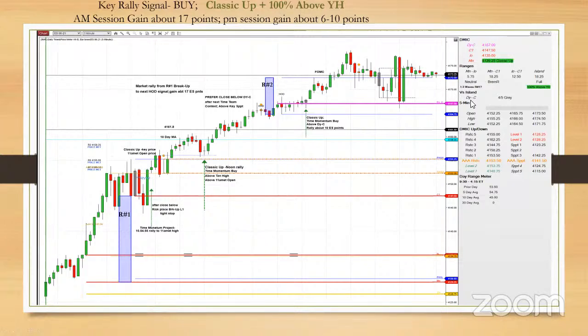let's look at a chart with a major rally signal. In the panel highlighted in green is classic up, and the ranges highlighted in green is 100% above yesterday's high. This signals the whole of R1 is above the prior day high.